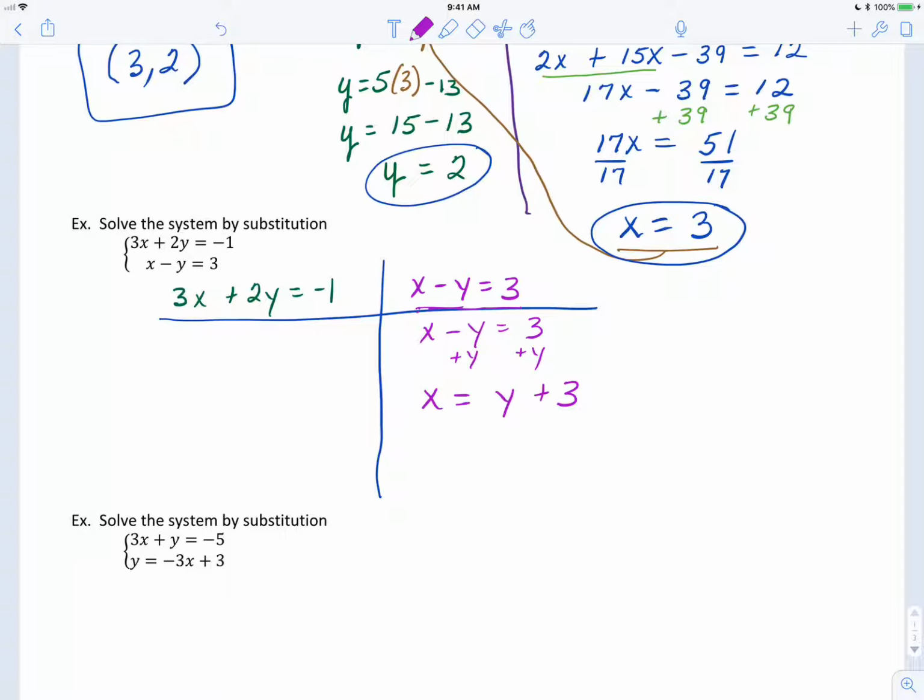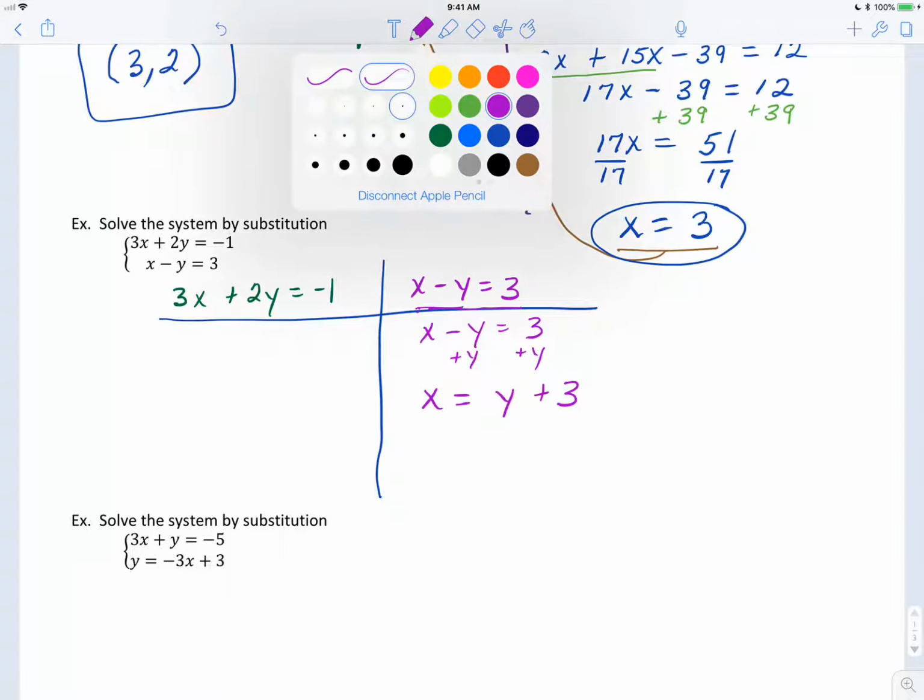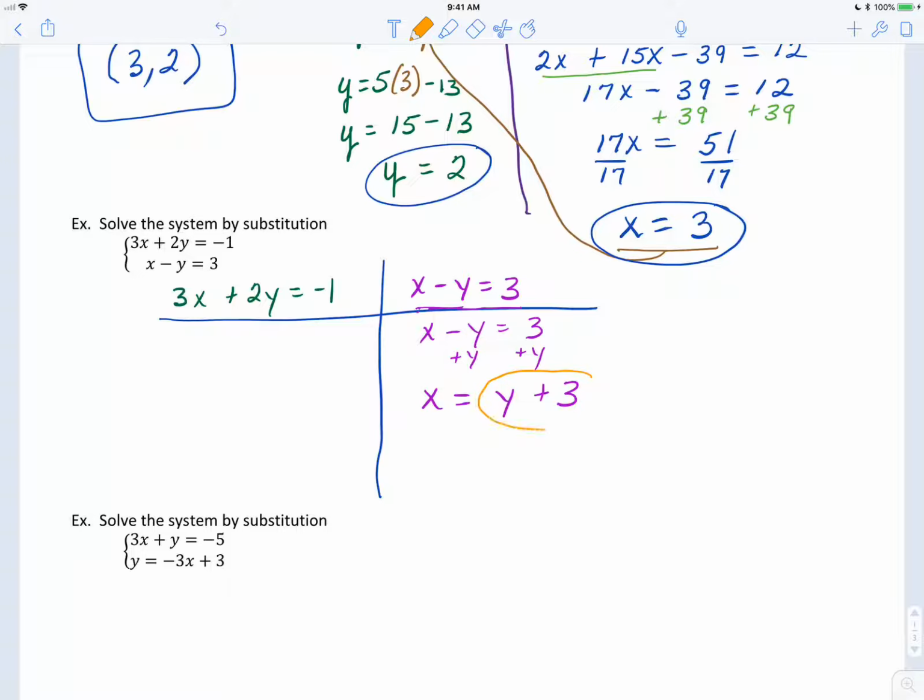I would not solve for the x and y in the other equation because neither one of those is single. We want someone single. So we have x is equal to y plus 3. So we're going to plug this in now for the x value, because that's what x is.